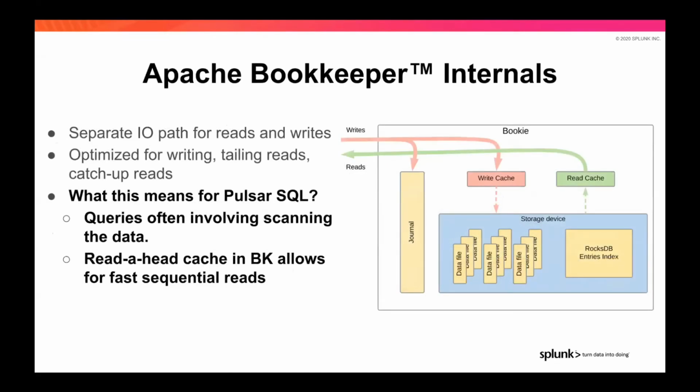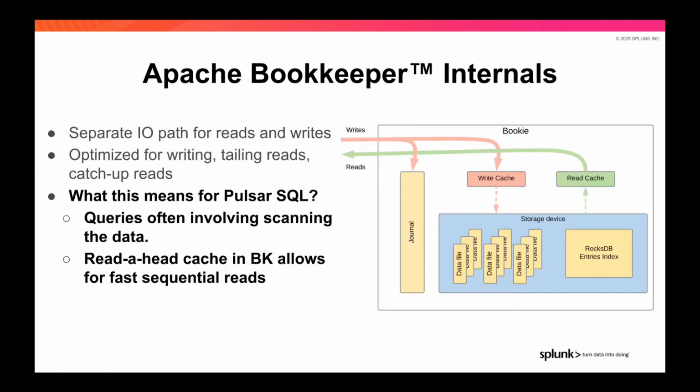Another part of Pulsar, more specifically BookKeeper, that really benefits building a SQL engine on top of Pulsar is the fact that Apache BookKeeper resembles the traditional architecture of a database in how it supports reads and writes. A lot of the workflows a SQL engine will do involve scanning the data across the whole topic, or at least a range of data.